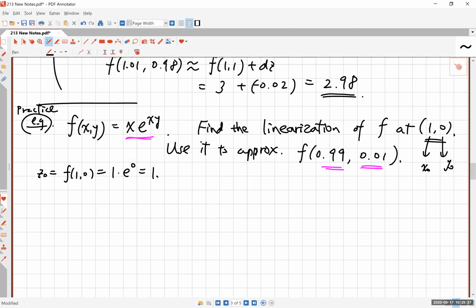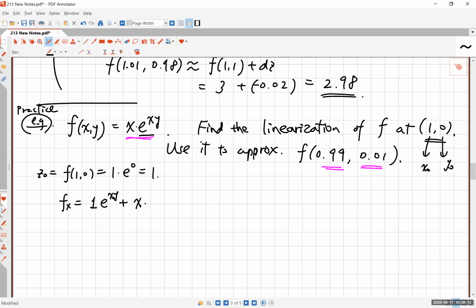Okay, and then f sub x is, now this is a little tricky because remember, this is equal to x times e to the x times e to the y. No, it's not, is it? No, it's not. It's x times e to the xy. All right, so because you have a product, you have to use the product formula for x. The derivative of the first times the second plus first times the derivative of the second.